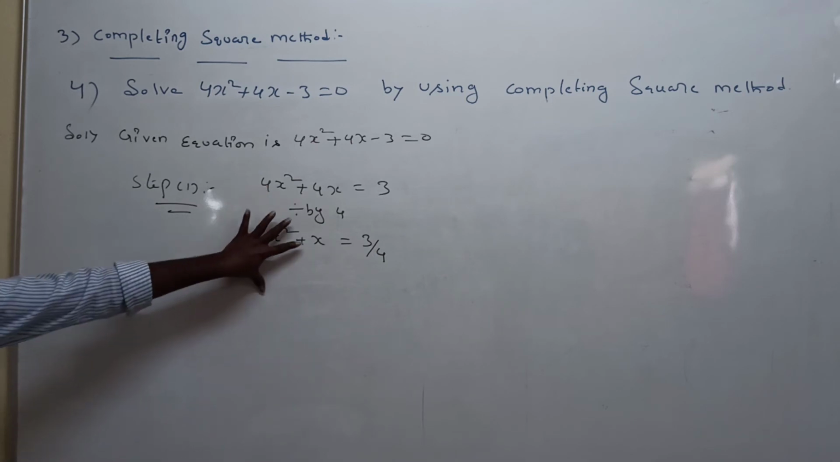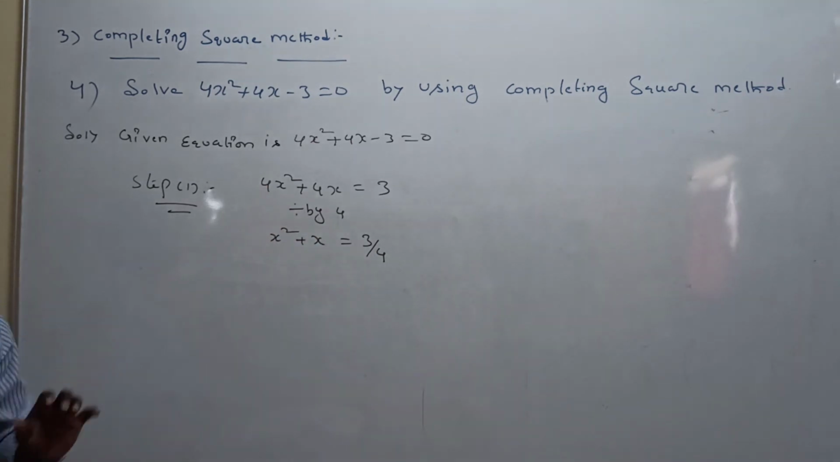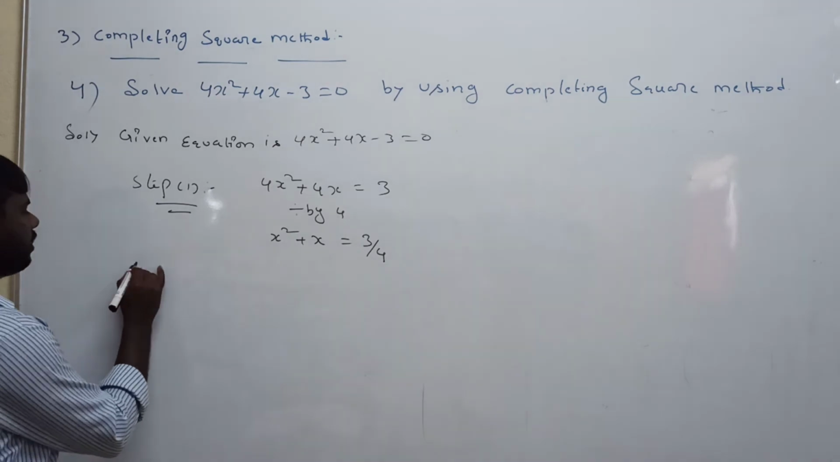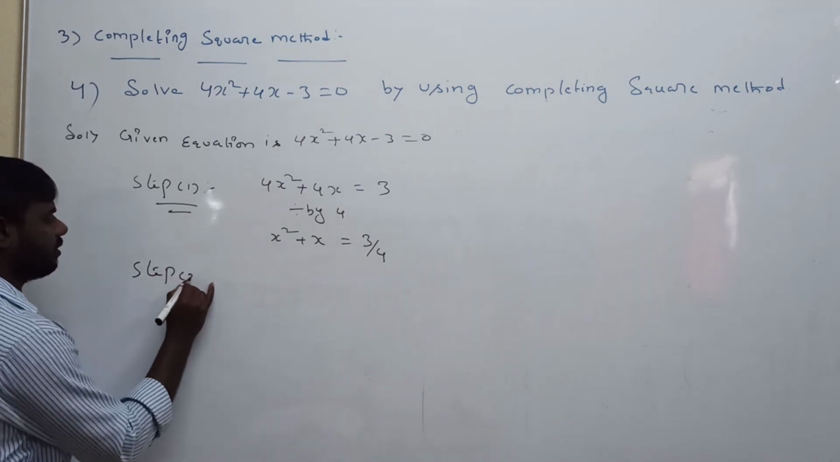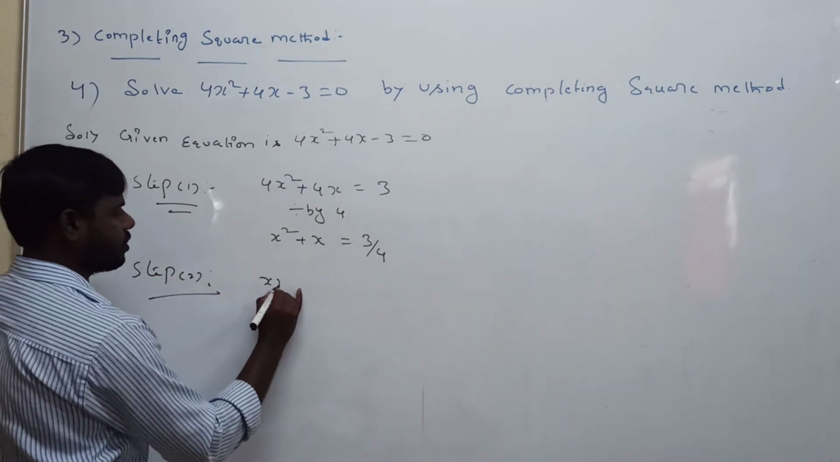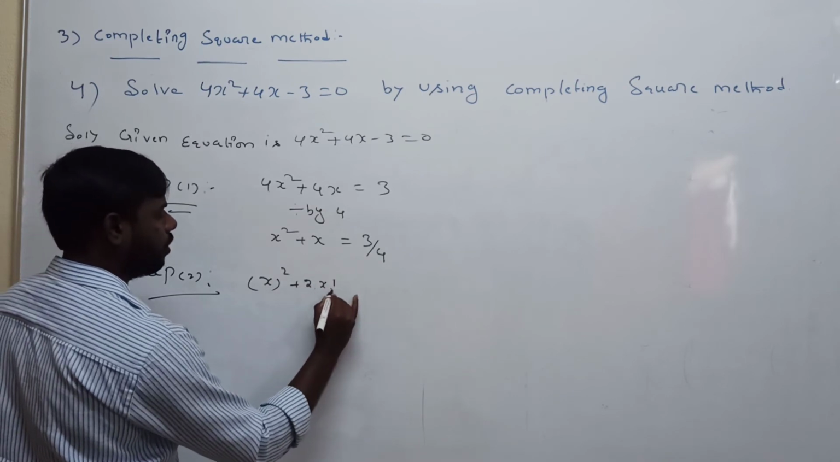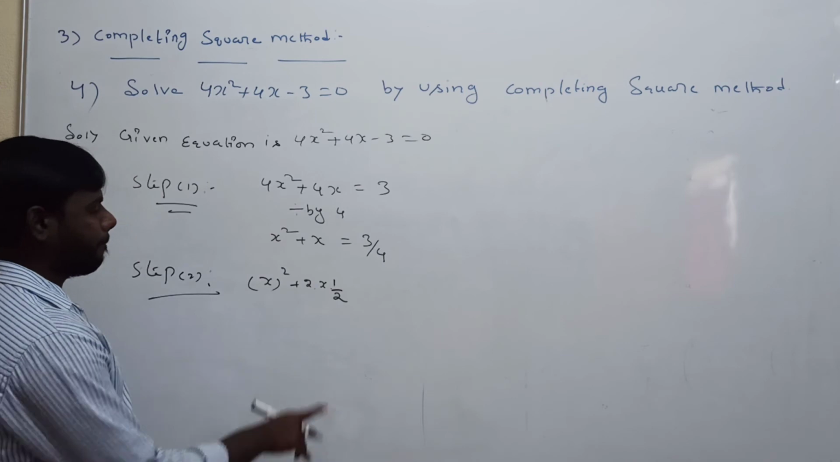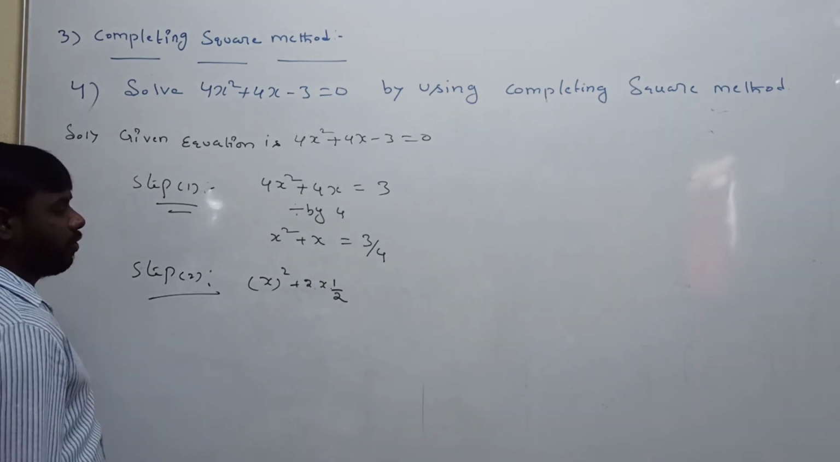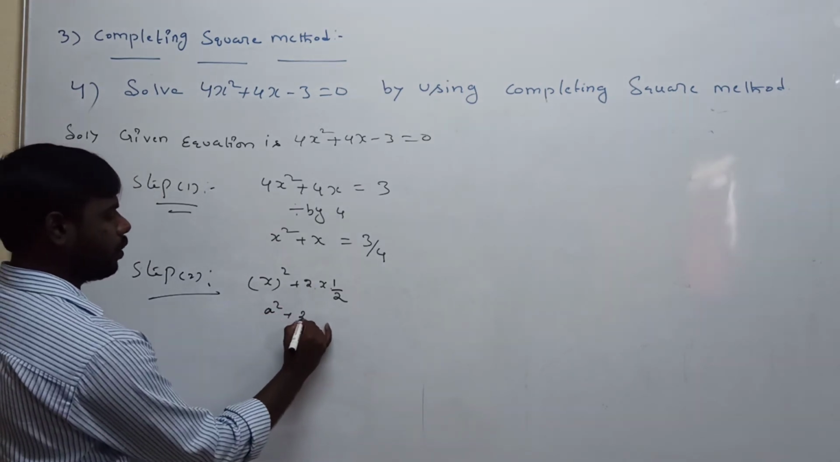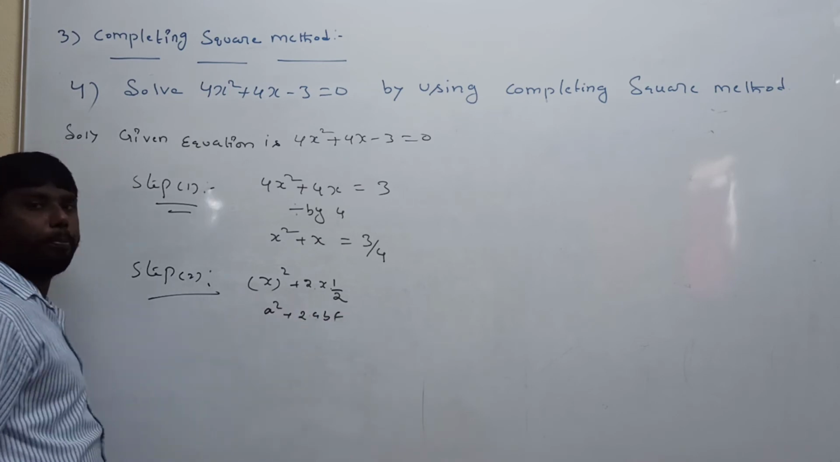Now in step 2 you have to convert this whole function into a square plus 2ab plus b square form. How to convert to a square plus 2ab plus b square? See, you are applying the step 2 condition. X square, x as it is, multiply with 2, divided by 2. Now we get a square plus 2ab.